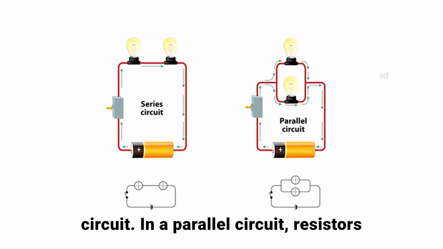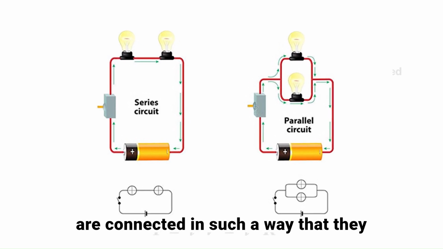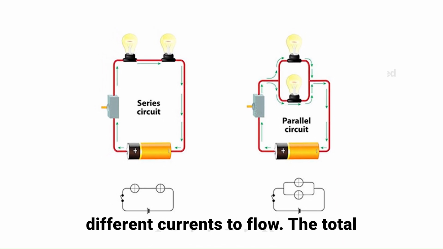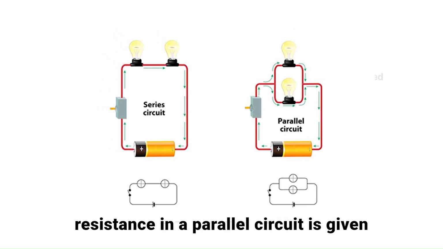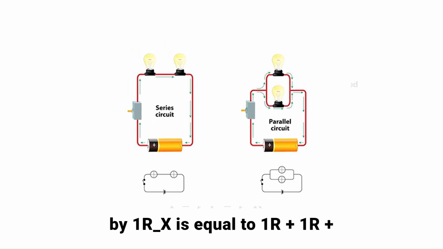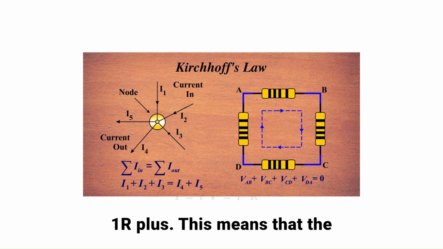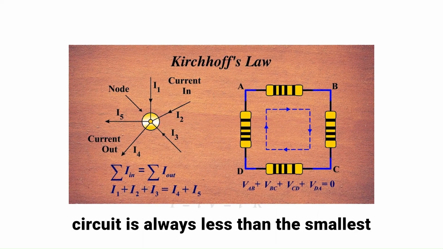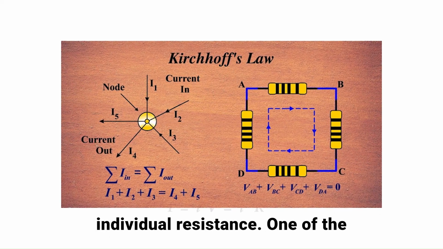In a parallel circuit, resistors are connected in such a way that they share the same voltage but allow different currents to flow. The total resistance in a parallel circuit is given by 1/R_eq is equal to 1/R1 + 1/R2 + 1/R3 + and so on. This means that the equivalent resistance in a parallel circuit is always less than the smallest individual resistance.